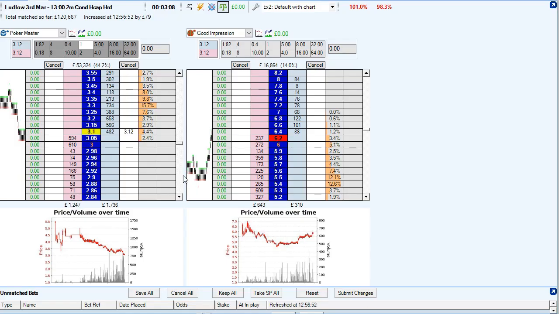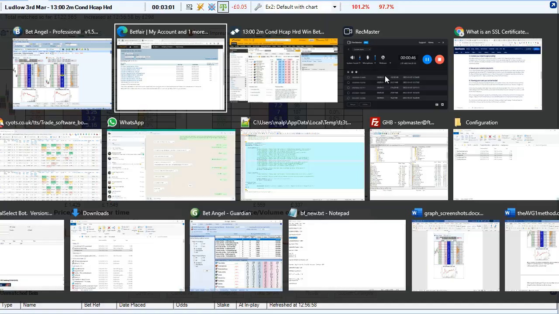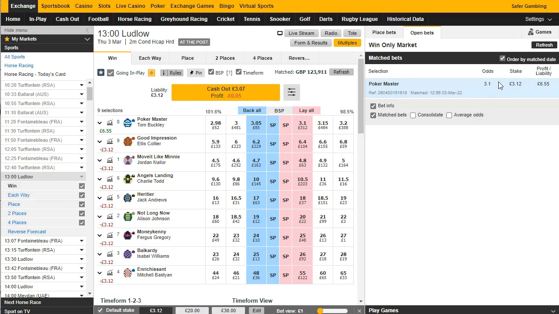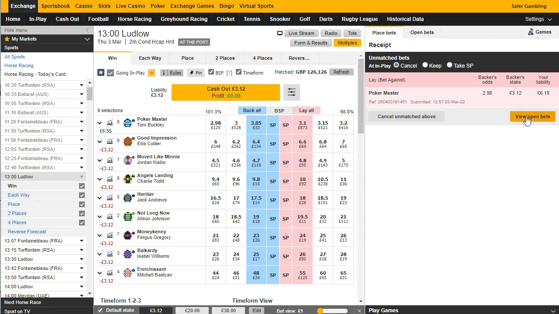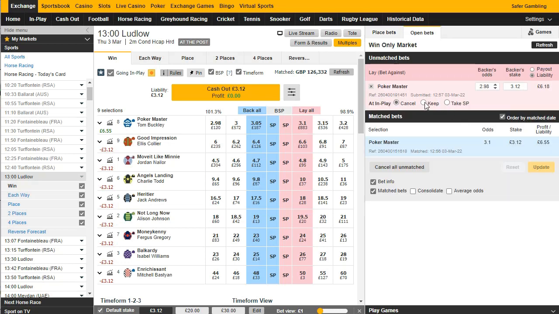This is why I prefer the ladder, because you can just go to it. So we've got matched. So right, we're going to go down 3 ticks. Now what I'm going to do is I'm going to do it here. Okay, so basically we got matched. What did we get matched at? 3.1. Yeah, so we go 1, 2, 3 ticks, 2.98. Okay, and we're going to place that bet. It's going to view open bets, and we're going to say keep. Now that will keep us in play.